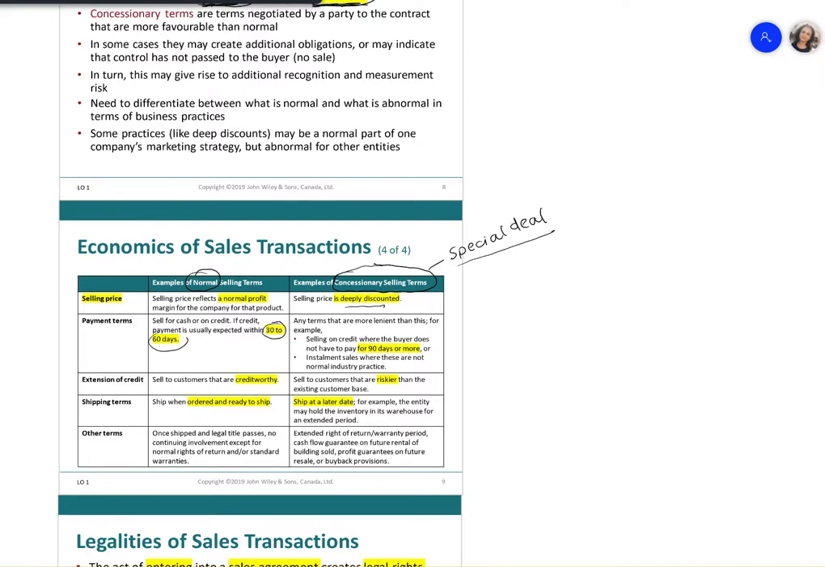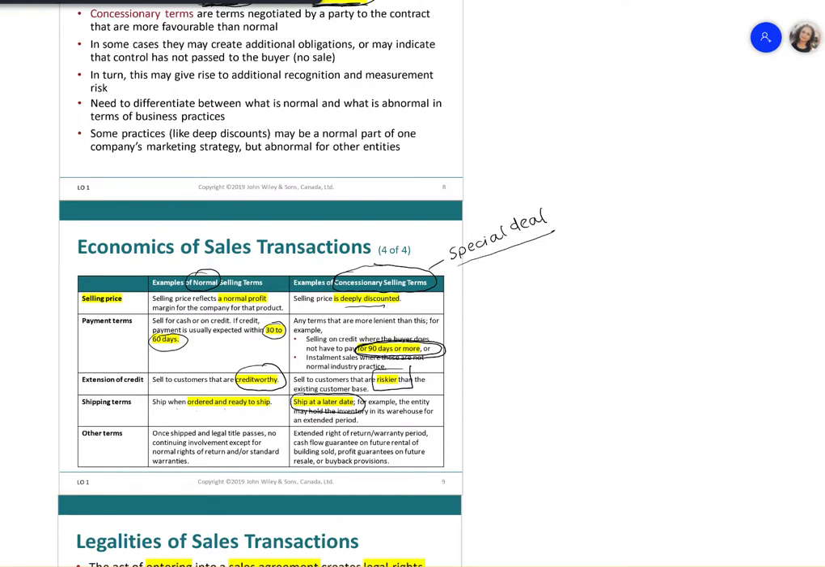It could be 30 days. They can pay within 30 days or 60 days. But under the special deal, the term of the credit will be 90 days. Also, with a normal sale, we only sell to customers that are credit worthy, whereas under special deals, we will sell to customers that are a little bit riskier than our existing base. Also, under the normal sale, goods ship when ordered and ready to ship, whereas under a special deal, they are going to be shipped on a later date.